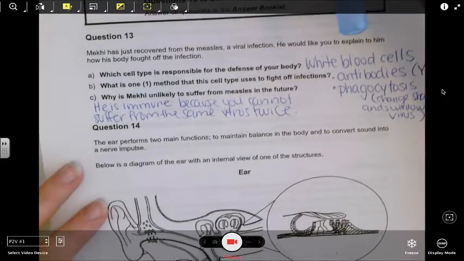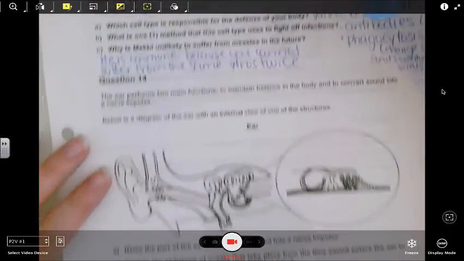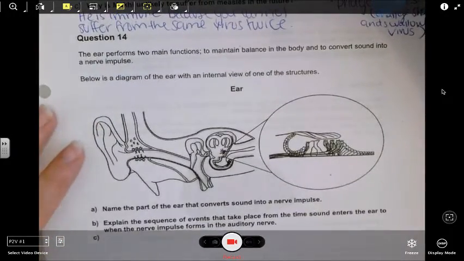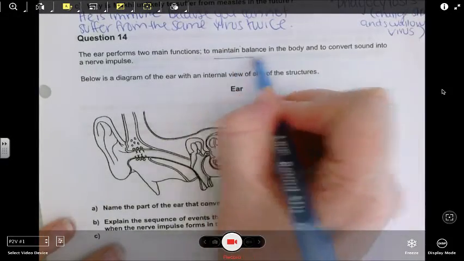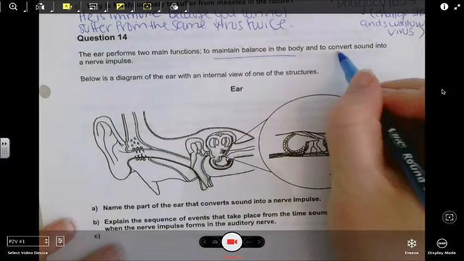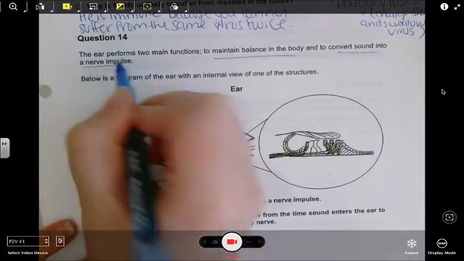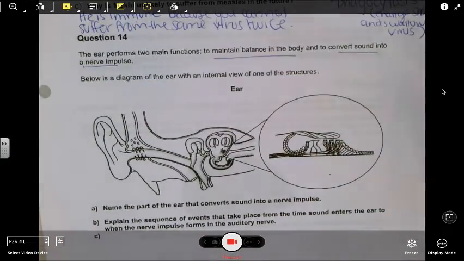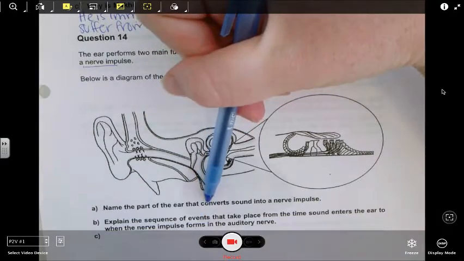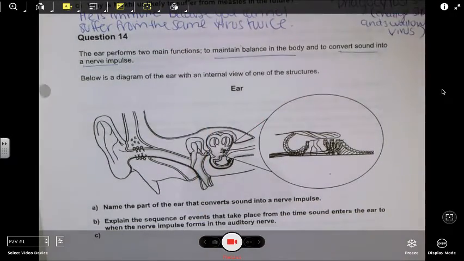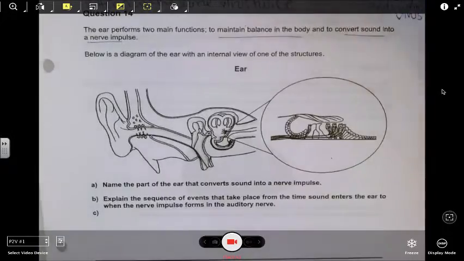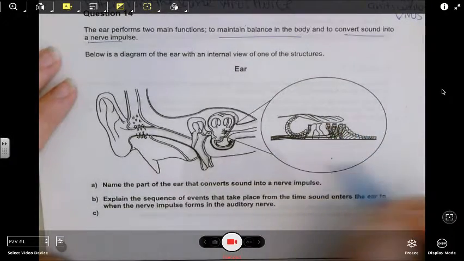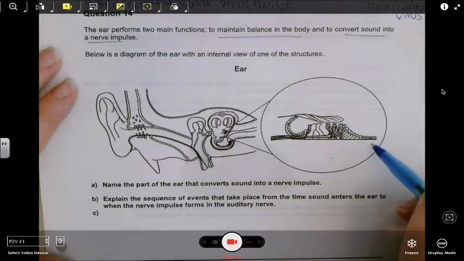All right, so question 14 says, the ear performs two main functions, maintaining the balance in the body and converting sound into a nerve impulse. I don't think that this is going to be on your exam because it wasn't really mentioned on the checklist, so I'll just do it really quickly. It says, below is a diagram of the ear with an internal view of one of the structures. Name the part of the ear that converts sound into a nerve impulse. So I'll go ahead and answer that right away. The part that's actually changing it into a nerve impulse would be the cochlea.